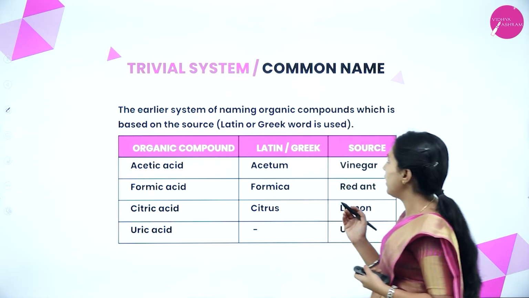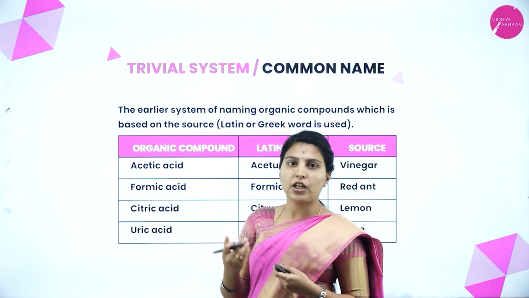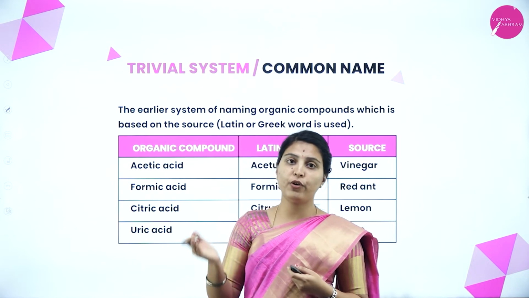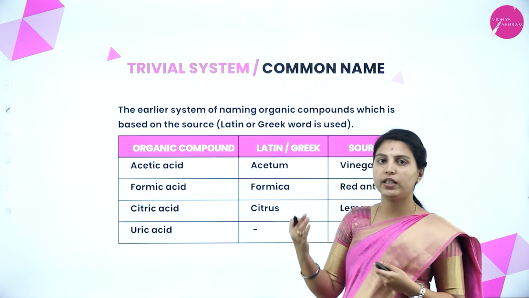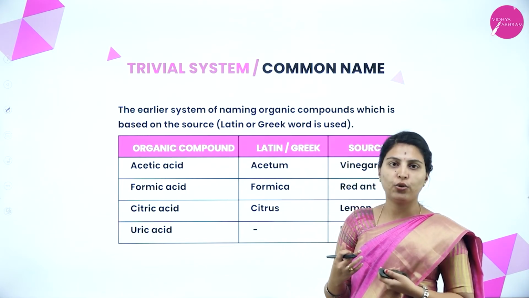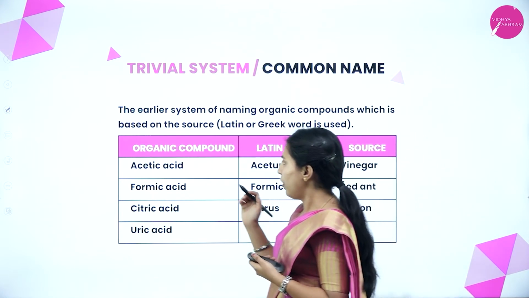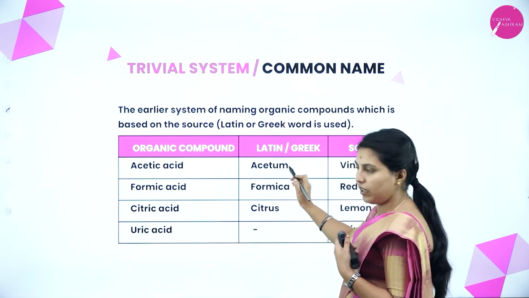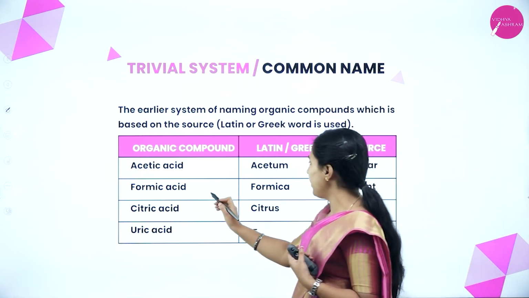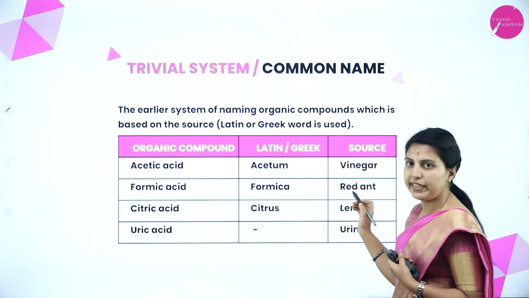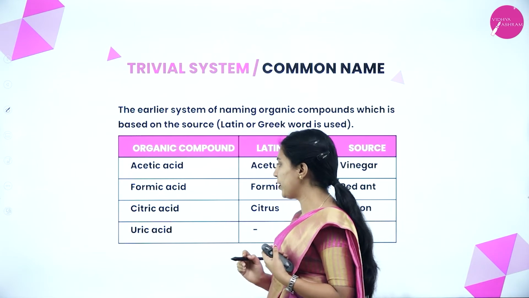The earlier system of naming organic compounds was based on the source. Before the IUPAC nomenclature was started, many years ago, the organic compounds were named based on their origin or source. That we call the trivial name or common name. For example, acetic acid: the Latin word is acetum, a source of vinegar. And formic acid: formica is nothing but red ant. From the red ant, one liquid-like substance is obtained. That is nothing but formic acid.